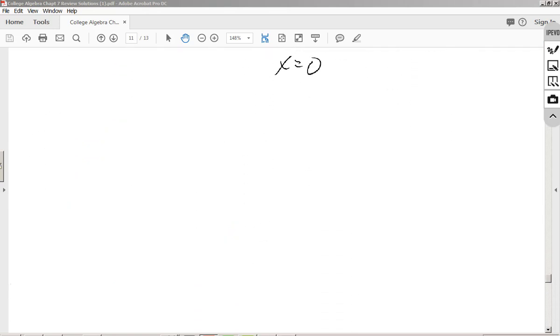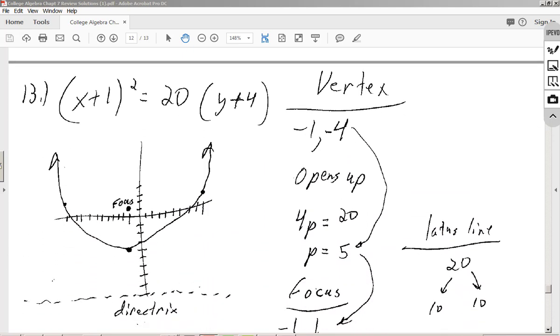On number 13, we've got another equation that says (x + 1)² = 20(y + 4). The directions on this are the same as number 12. It says find the vertex, the focus, and the directrix of the parabola with the given equation. And I went ahead and told you to graph it also.